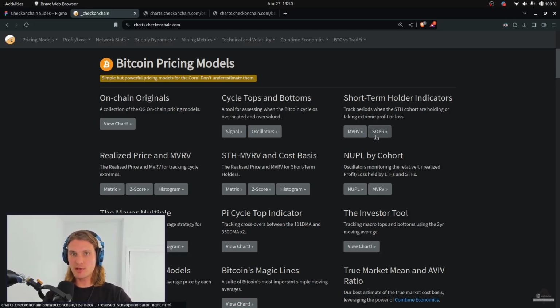MVRV and SOPR, and by the way, we'll do a whole series, a masterclass on these. MVRV and SOPR are actually sister metrics. MVRV is the unrealized profit or loss, in this case, held by short-term holders. SOPR is the realized profit or loss, in this case, held by short-term holders.